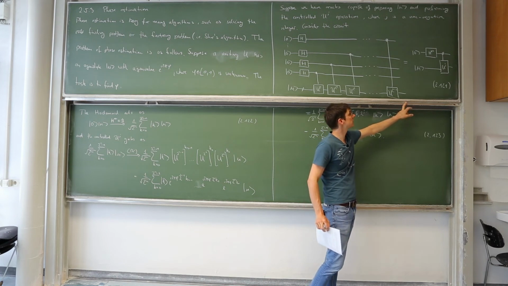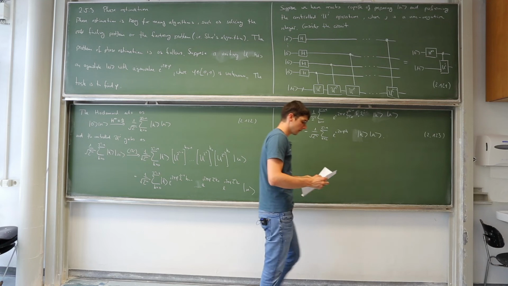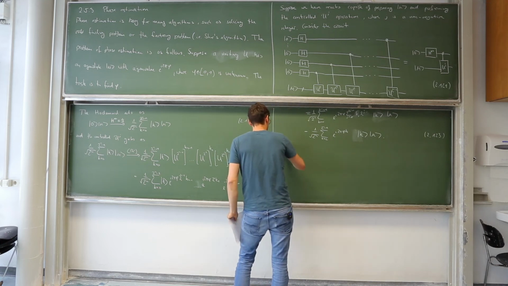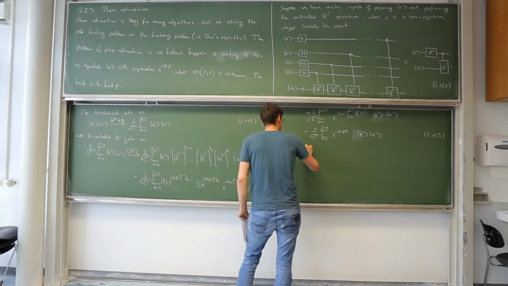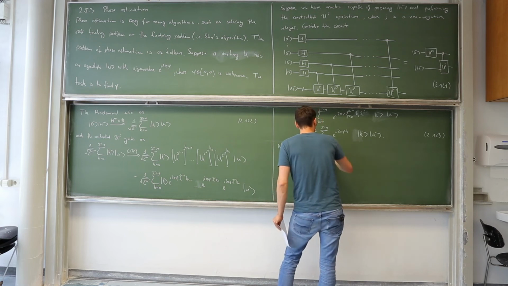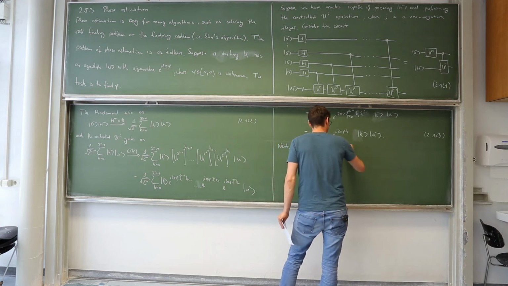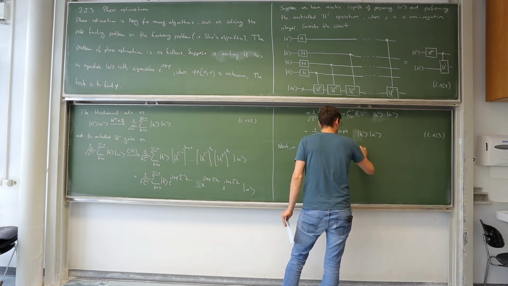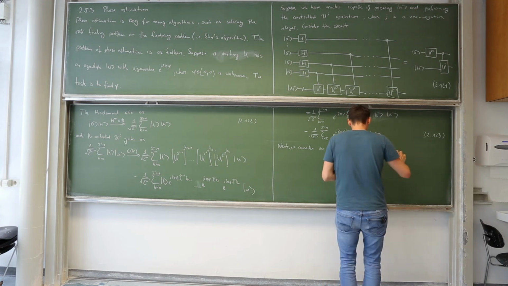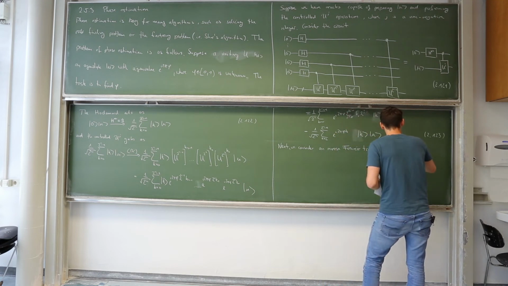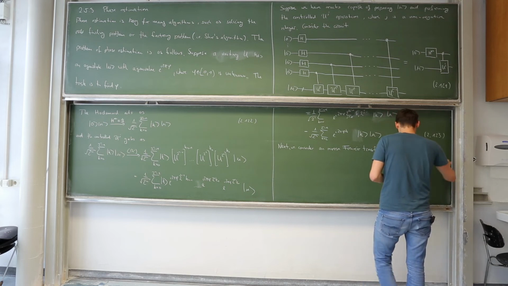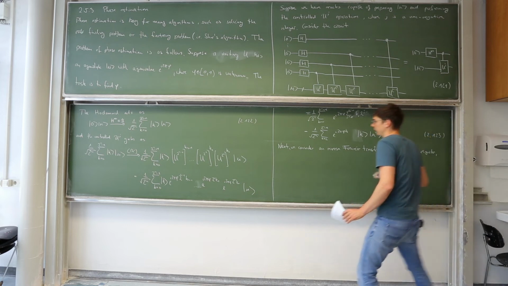And what we do now is we consider a second part of the circuit. So next, we consider an inverse Fourier transform on the first register, followed by a measurement.